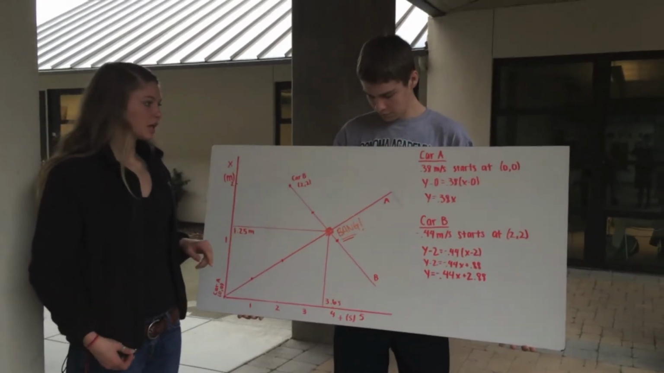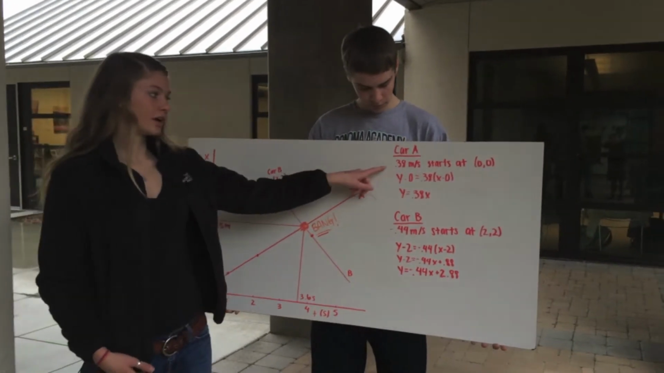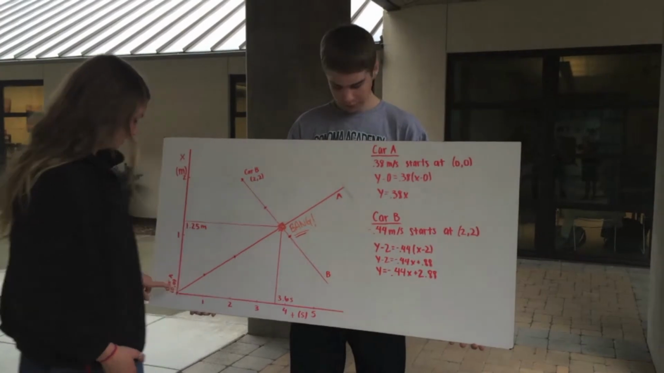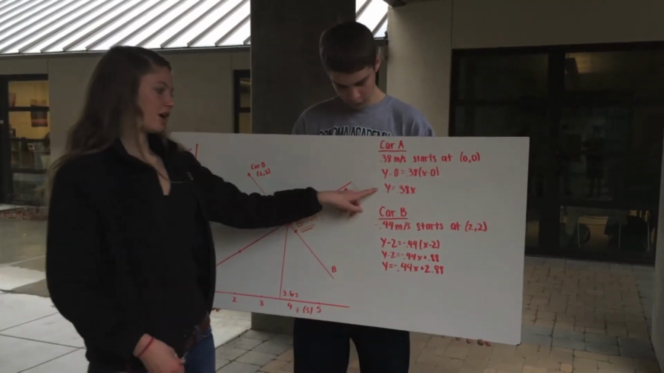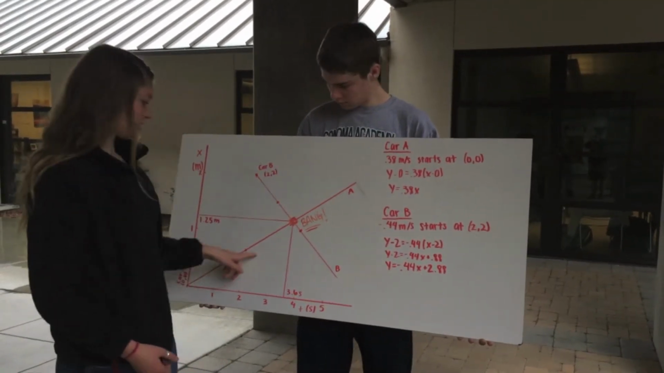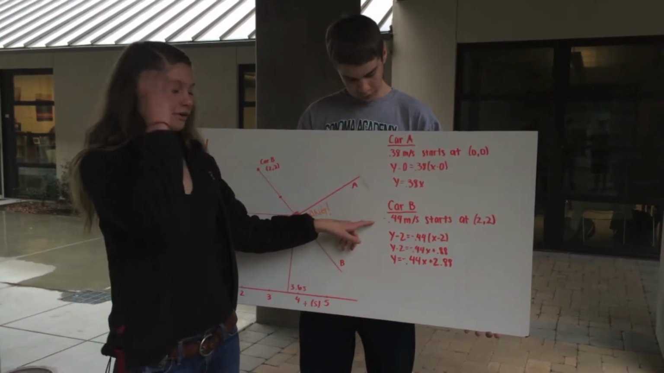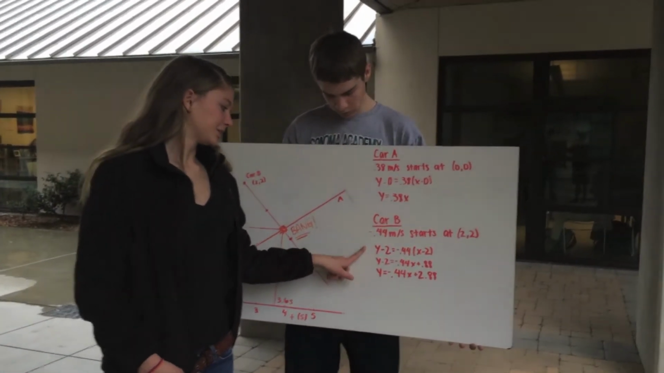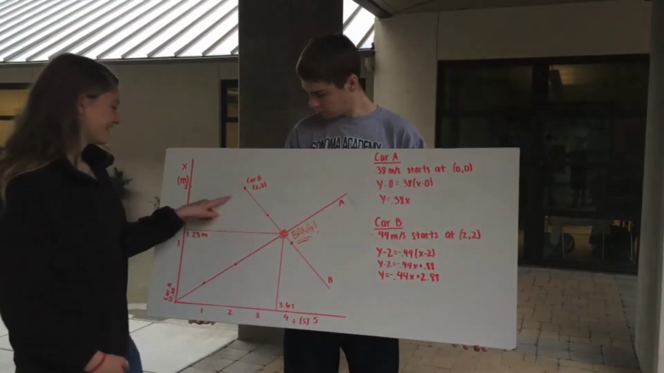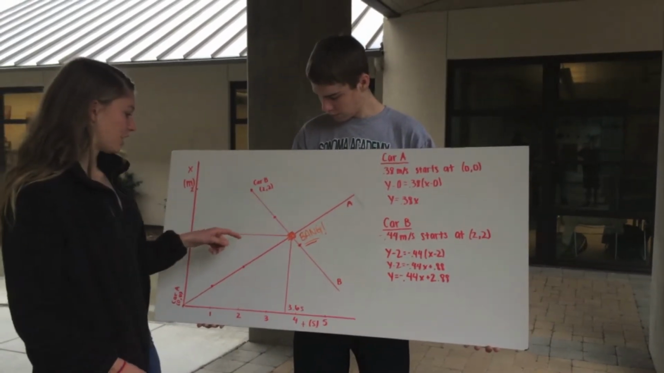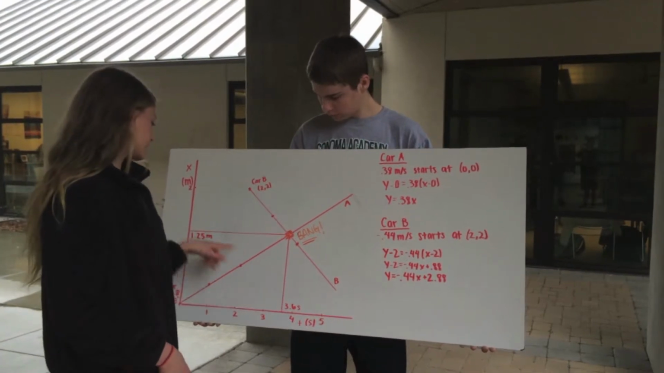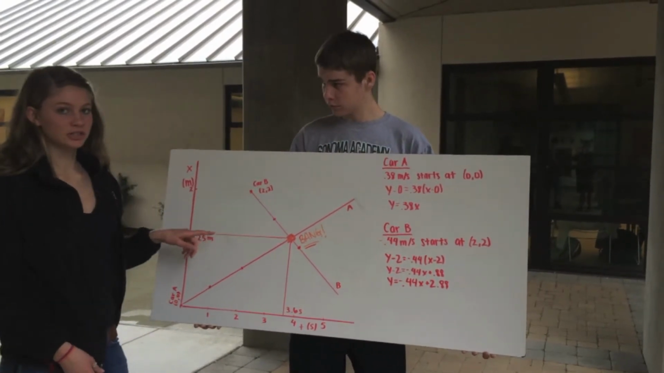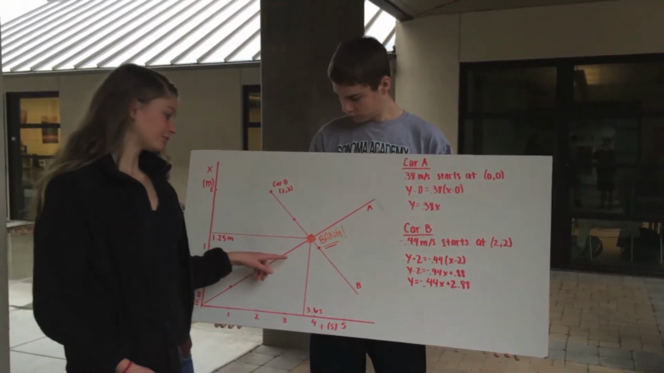Another way to find what time and what distance they'll hit is by graphing the lines of the 2 cars. And so we used the rate of car A, and it started at 0, 0, to find the graph of its line. And then we graphed that, and then we found the graph of car B's line by using its rate, and found that line and graphed it, and they intersected at 3.6 and 1.25, which is really close to our analytical information.